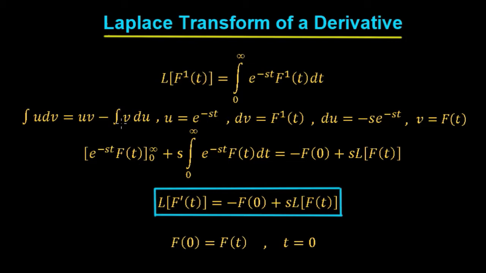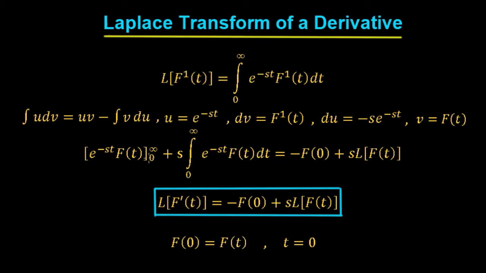The integral there of v, well, v is simply our f of t, and our du is minus s e to the minus st, so the minus here and the minus here cancel to give us a plus. We take s out of this because we're integrating with respect to t, not with respect to s, so s can come out. So this is the integral from 0 to infinity of e to the minus st f of t by dt.